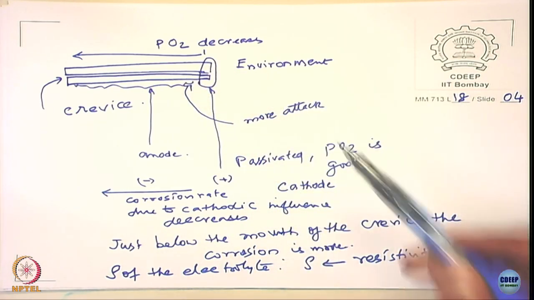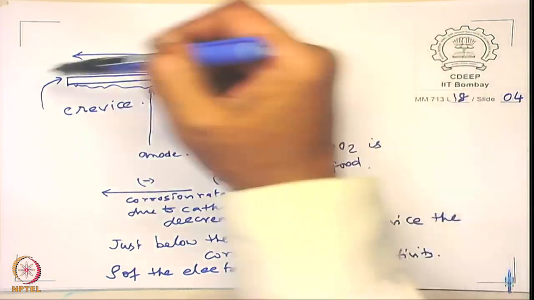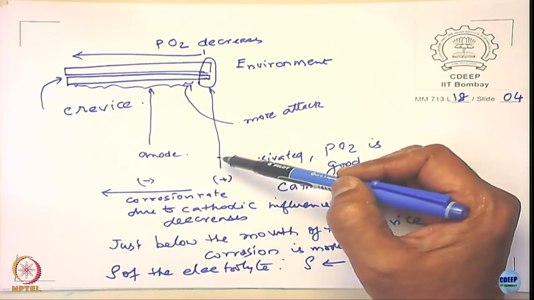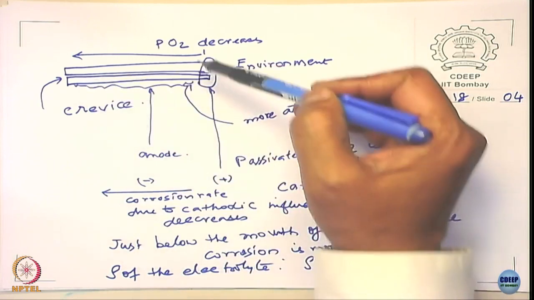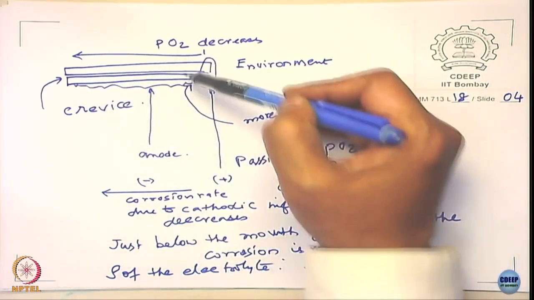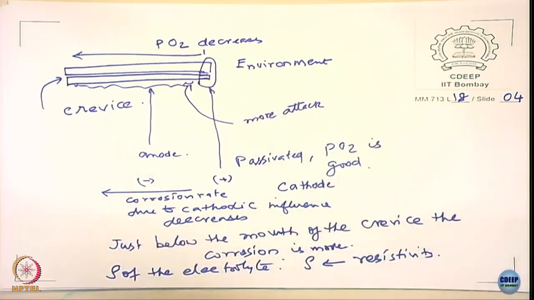So, to put it in simple terms, the oxygen concentration decreases from the mouth to the interior. The galvanic interaction between the cathode and the anode decreases from here to this. So, there are two opposing factors, and somewhere in between, maximum crevice corrosion occurs. This is an important one, okay.